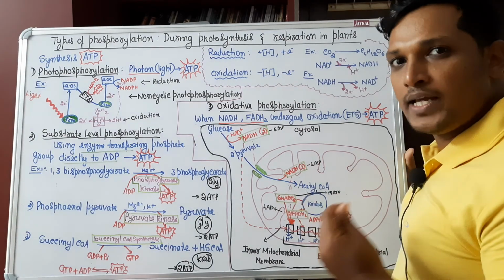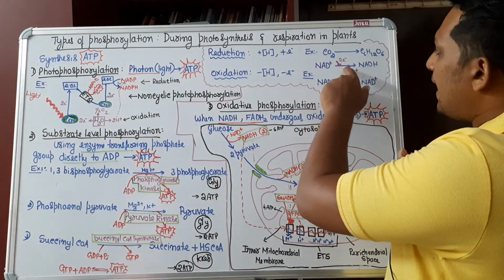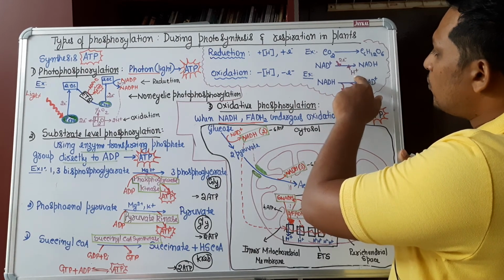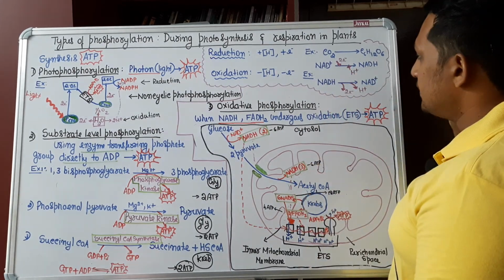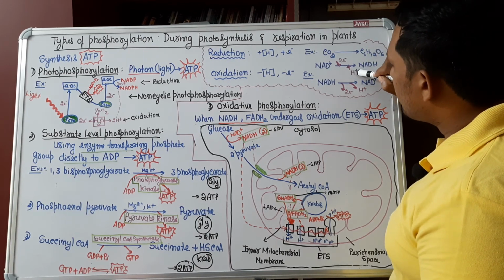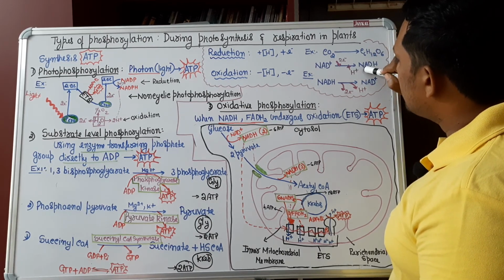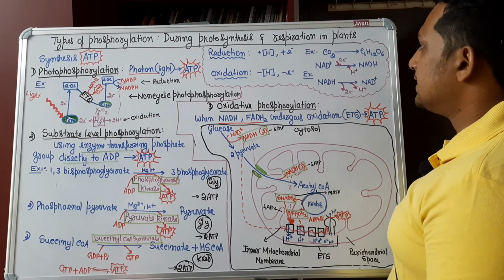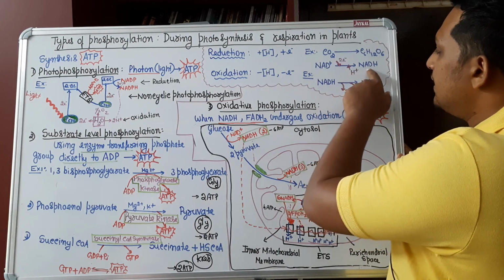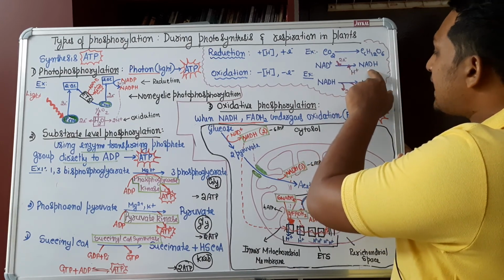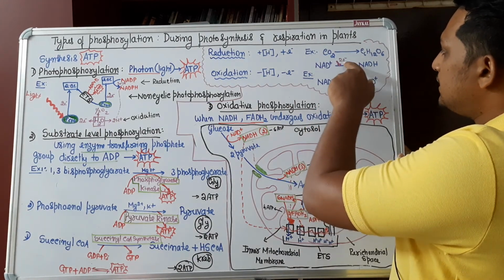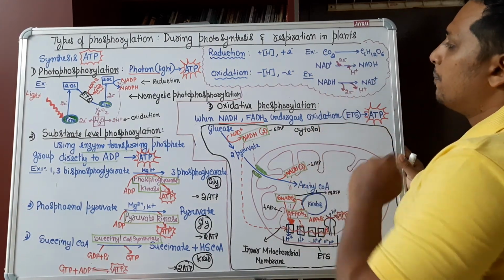NAD plus is a coenzyme. NAD plus accepts two electrons and one proton. Because of acceptance of H plus, it turns into NADH. Hence, since it is accepting H, it is known as the reduction process. Remember, NADH will be rich in two electrons and a proton.